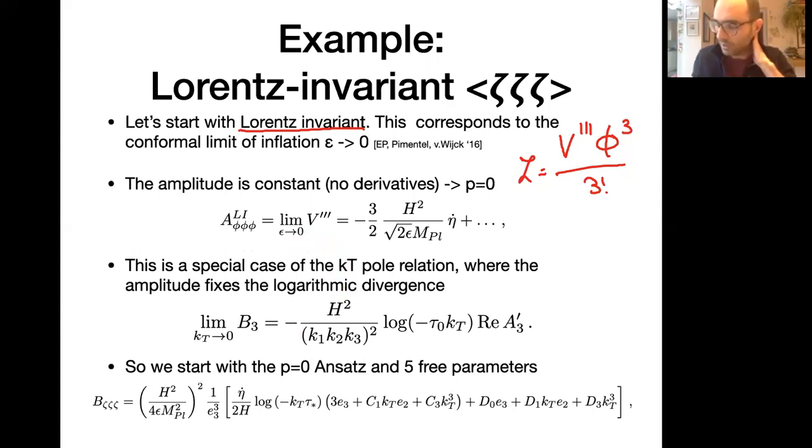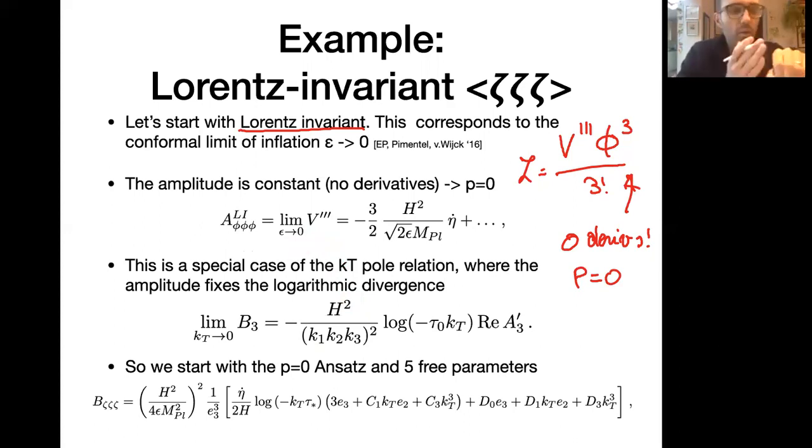And now we get something new. How many derivatives are present here? Zero derivatives. And so the value of P is zero. So when the value of P is zero, remember P was non-negative, so P equals zero is kind of a limiting case. And in that limiting case, the formula is slightly modified. Instead of being one over KT to the zero, that KT to the zero becomes a log. And that's something that we derived. And so we have an explicit expression for that as well.